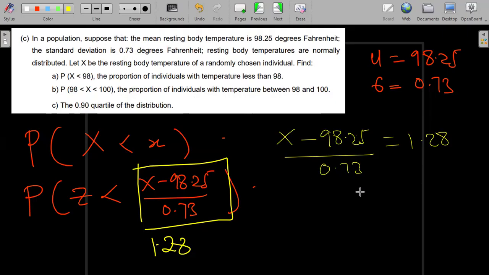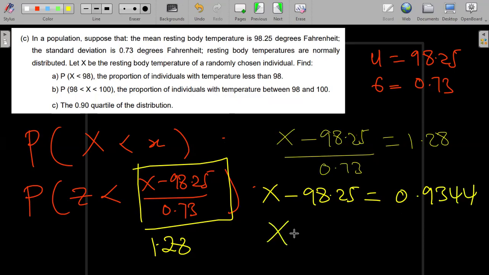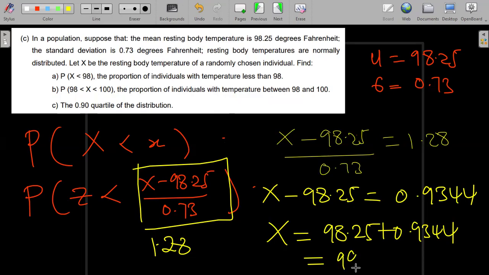So x minus 98.25, and then let's multiply. 0.73 multiplied by 1.28, I'm getting 0.9344. So x is equal to 98.25 plus 0.9344. Let's add this plus 98.25. I'm getting 99.1844. So this here will be the 0.9 quartile.